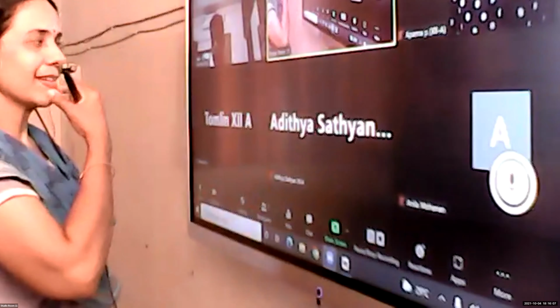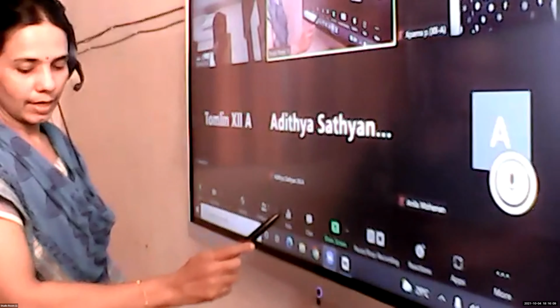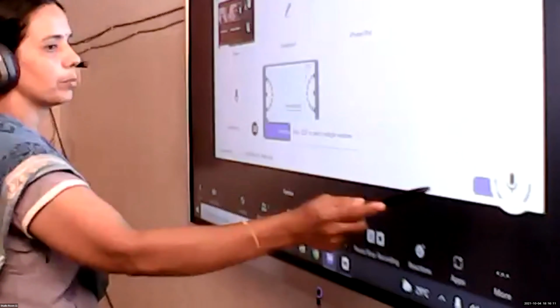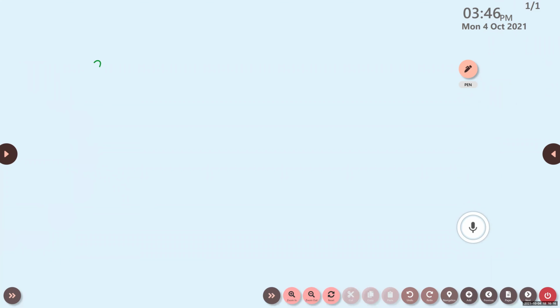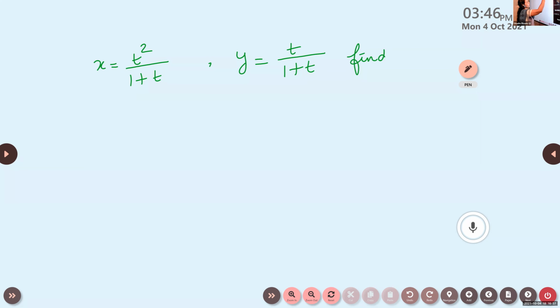Anyhow, write down this question. This is again an important question. X is equal to t square by 1 plus t. Y is equal to t by 1 plus t. Find y2.